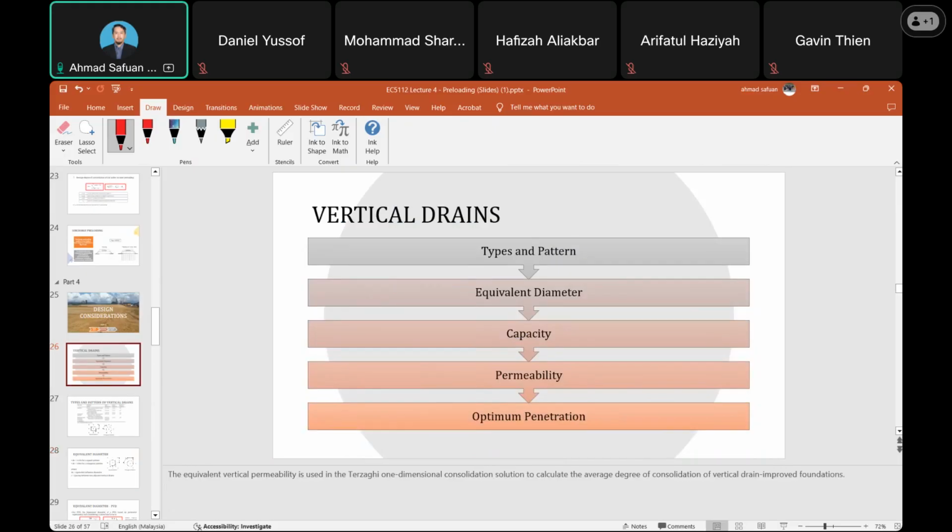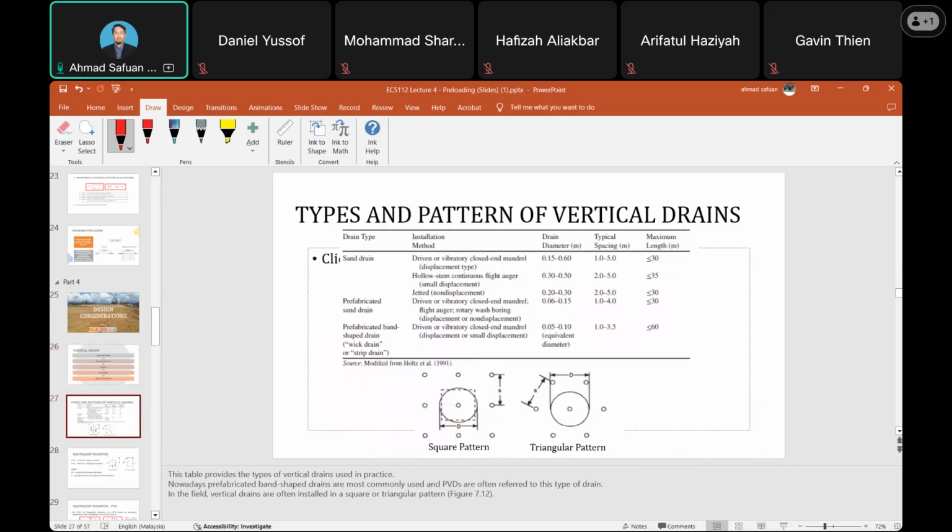The equivalent vertical permeability is used in the Terzaghi one-dimensional consolidation solution to calculate the average degree of consolidation of vertical drain improved foundations. Now we look at the type and patterns of vertical drain that are available in the markets.